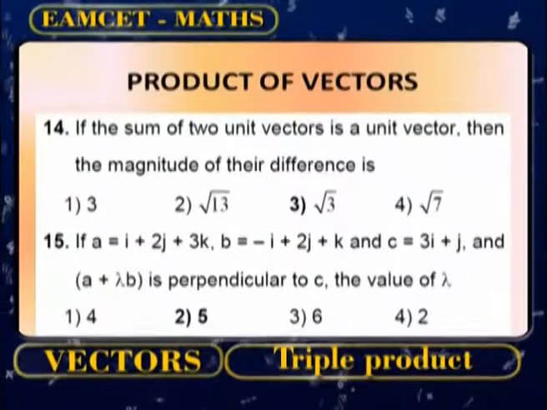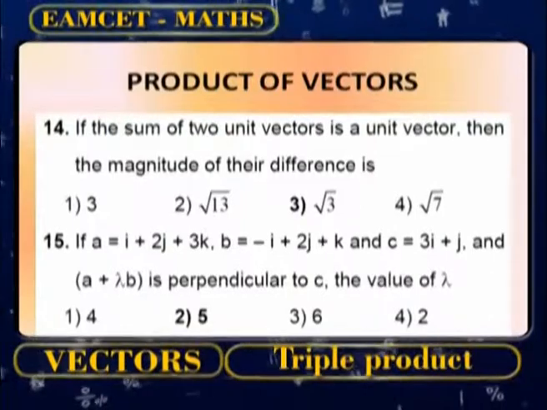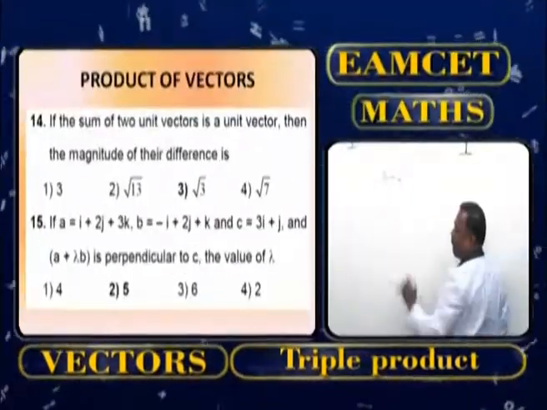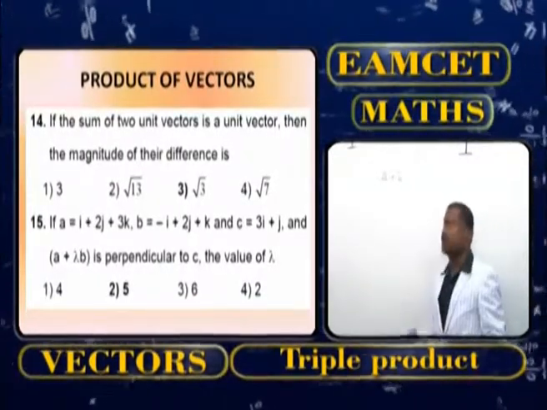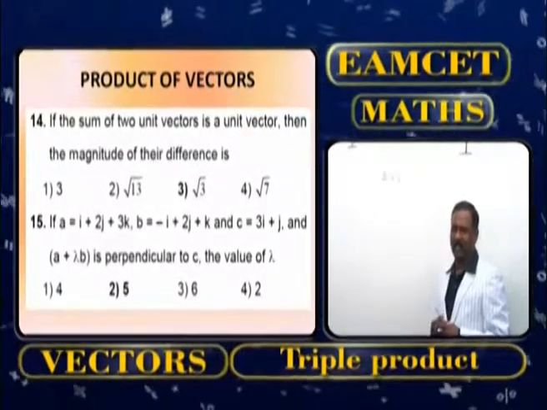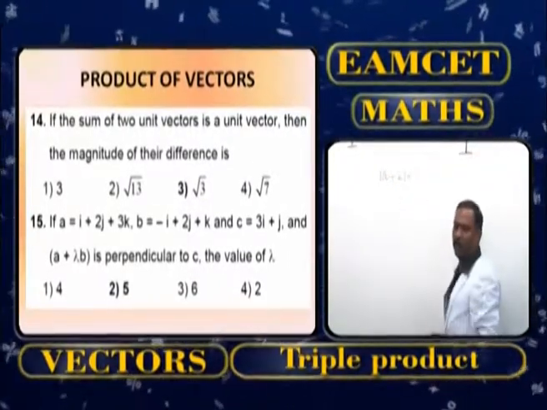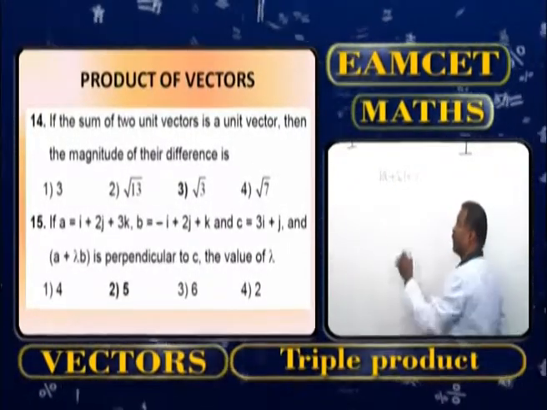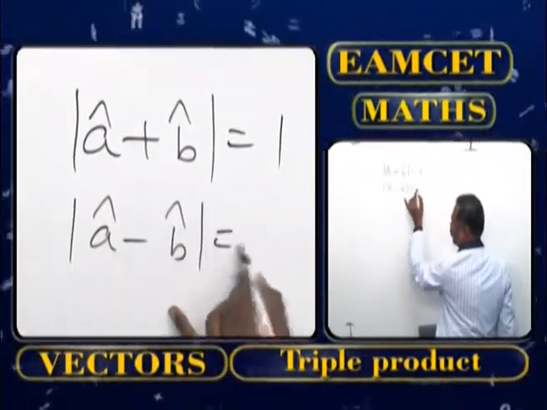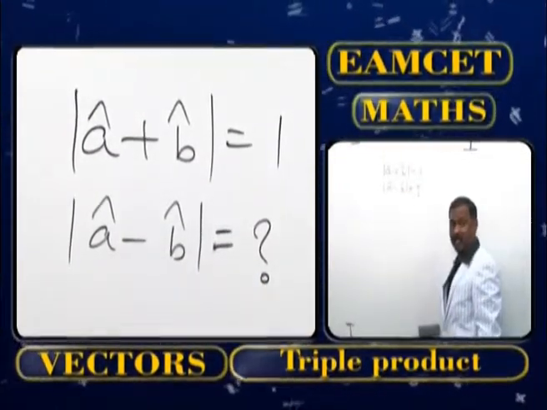If the sum of two unit vectors, A cap plus B cap, unit vectors means I have taken them to be unit cap. If the sum of two unit vectors is a unit vector, means its modulus is given to be 1 here. Then the magnitude of their difference, this is modulus of A cap minus B cap, is to be found out. Very simple question only, but getting the idea is important here.